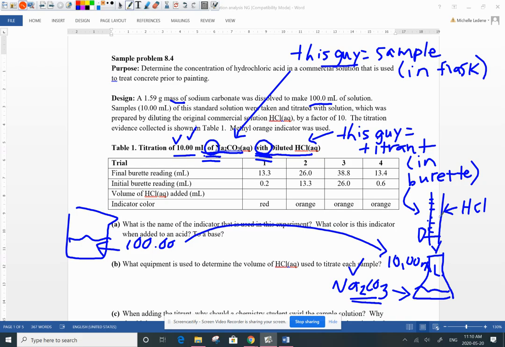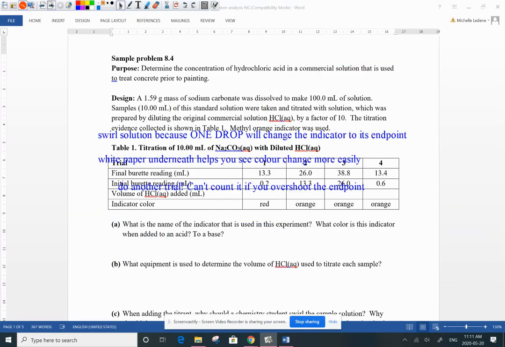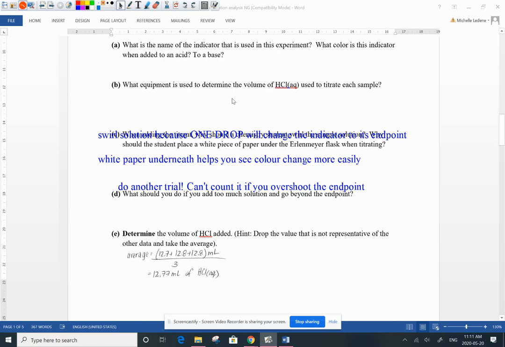So this guy is going in the burette. This is the HCl. This is my unknown. I don't know what his concentration is. That's what I'm trying to find. I just figured out what his volume was by doing my 4 trials, but this is who I'm trying to find the concentration of.